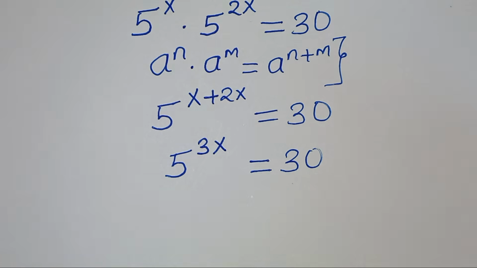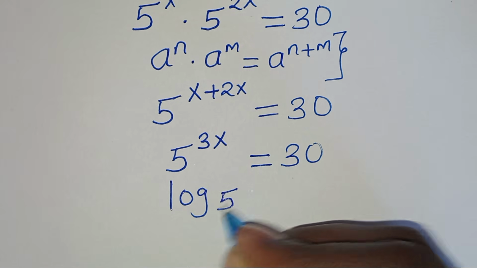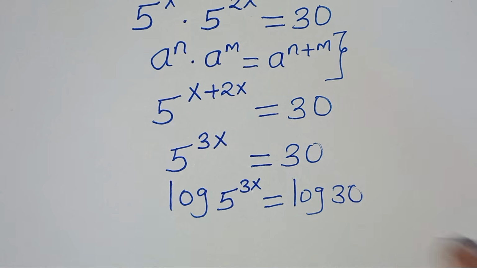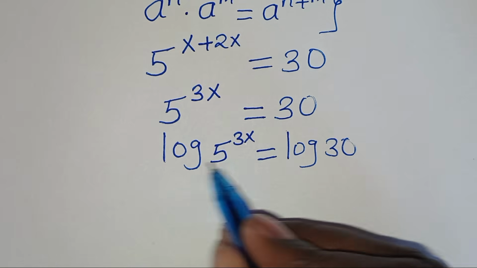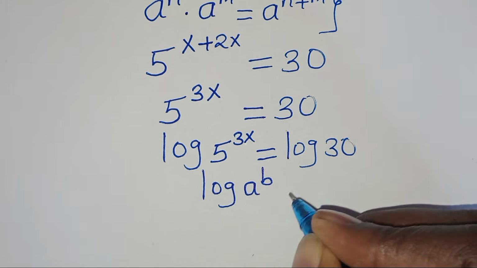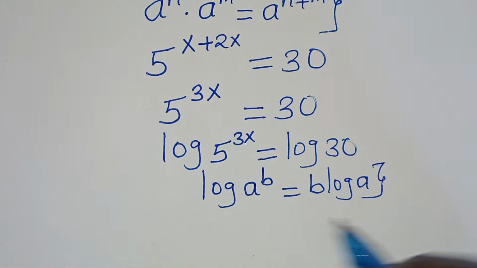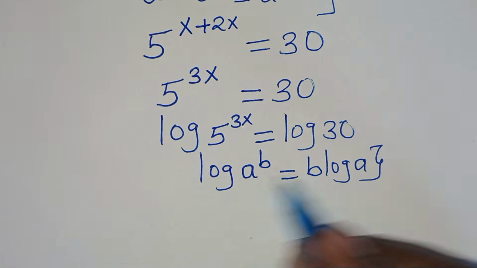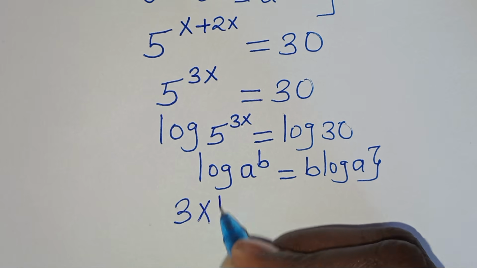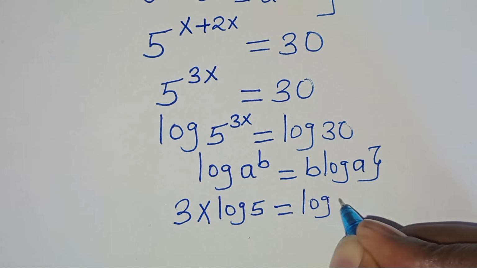To solve for the value of x, let's introduce logarithm on both sides. We have log 5 to the power of 3x, this is equal to log 30. So we have that log 5 to the power of 3x is of the form log a to the power of b, which can be expressed as b log a. Applying this power log property, log 5 to the power of 3x becomes 3x log 5. This is equal to log 30.